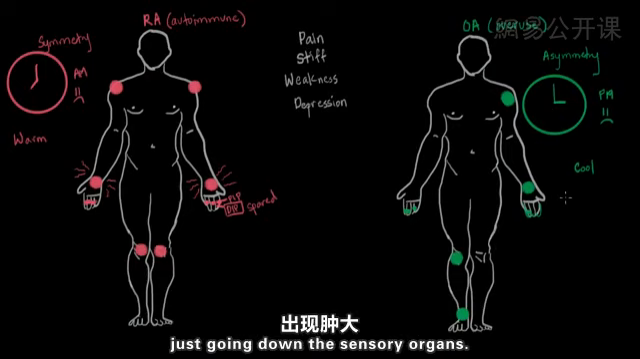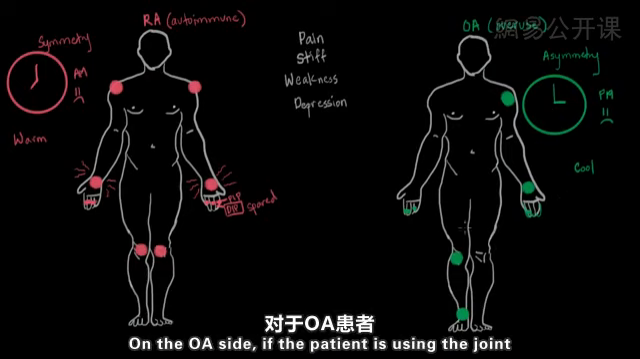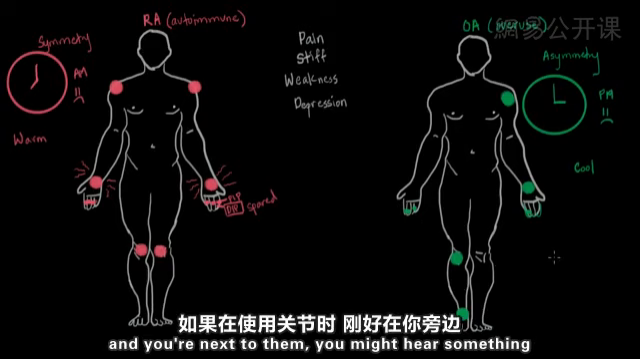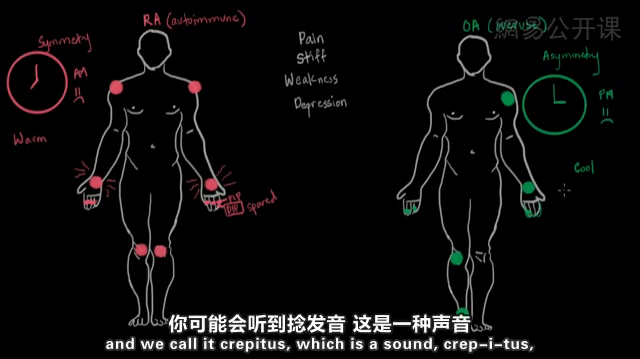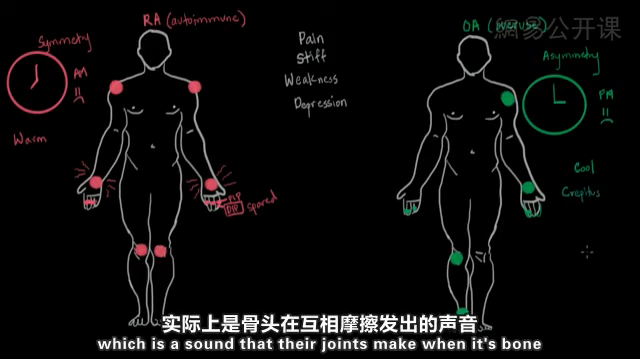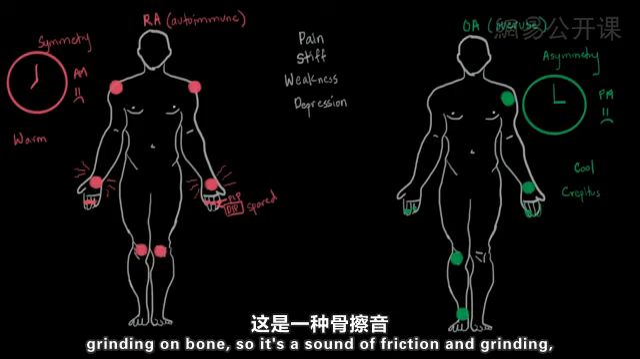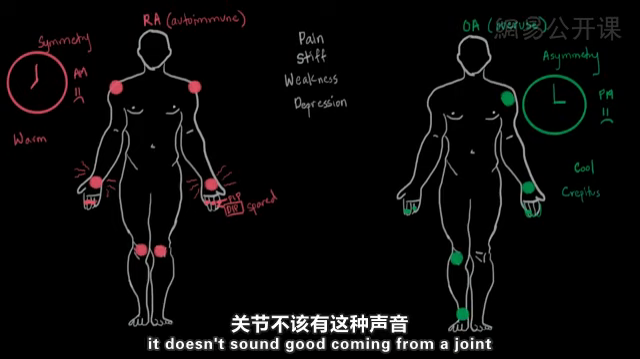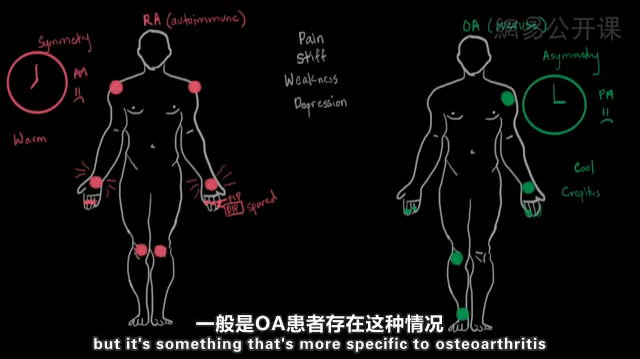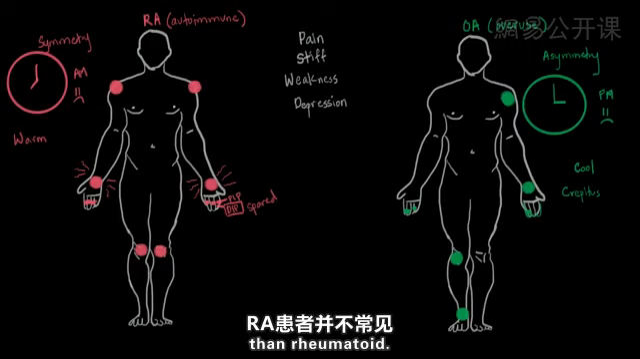Just going down the sensory organs, on the OA side, if the patient is using the joint and you're next to them, you might hear something, and we call it crepitus, which is a sound that their joints make when it's bone grinding on bone. So it's a sound of friction and grinding. It doesn't sound good coming from a joint, but it's something that's more specific to osteoarthritis than rheumatoid.